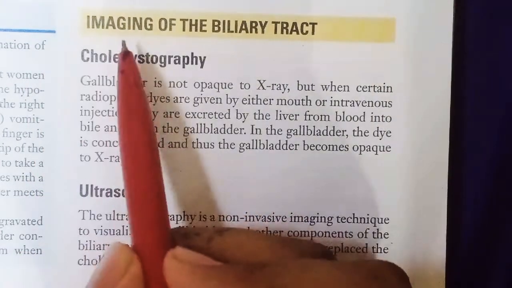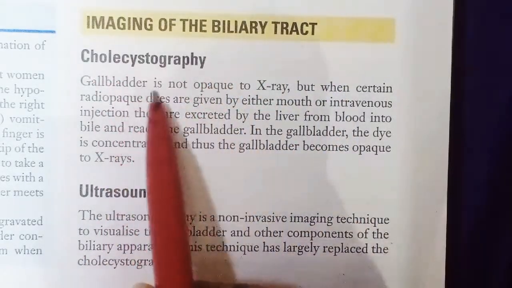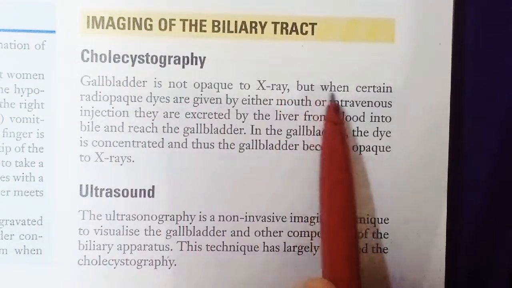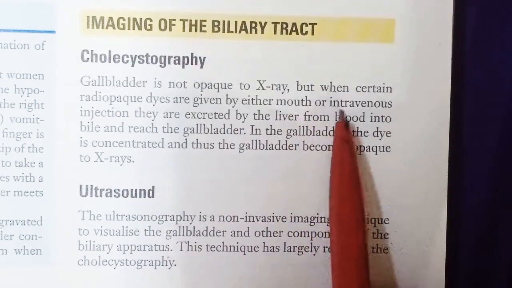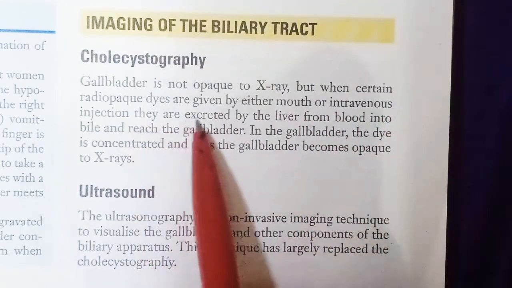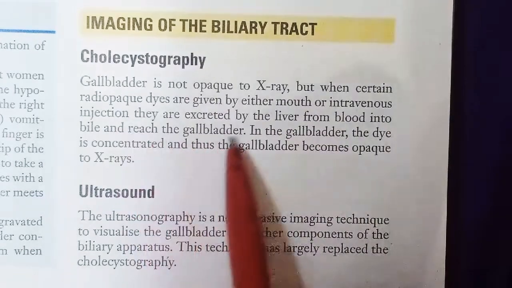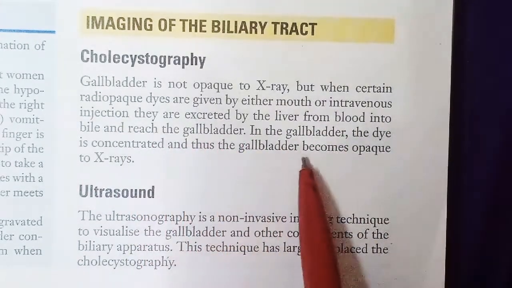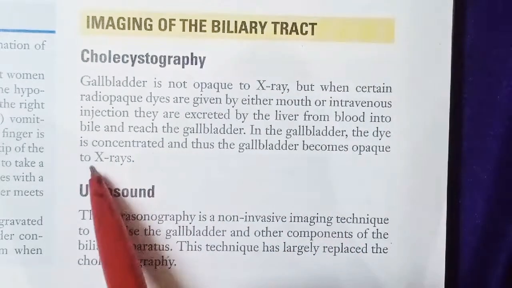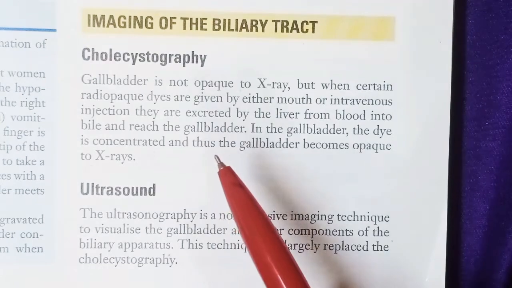Now we will see the imaging of the biliary tract. Cholecystography. Gallbladder is not opaque to X-ray, but when certain radio-opaque dyes are given by either mouth or intravenous injection, they are excreted by the liver from the blood into the bile and reach the gallbladder. In the gallbladder, the dye is concentrated and thus the gallbladder becomes opaque to X-ray. So this is the method by which we can see the gallbladder.